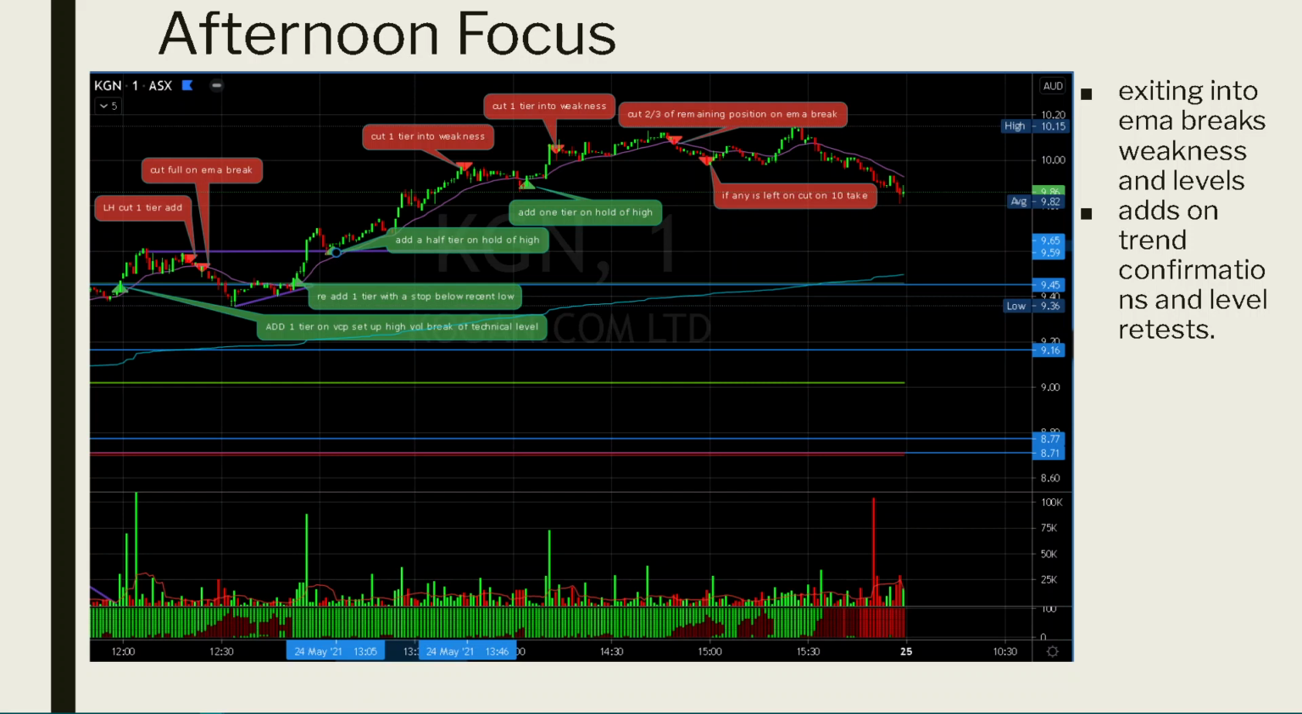And then adding through the retest of the high, and then cutting into the weakness, adding again into the hold of the previous high, and then exiting into the weakness around the 10 EMA breaks, at the primary exits, where we want to be out at least maybe 75%.